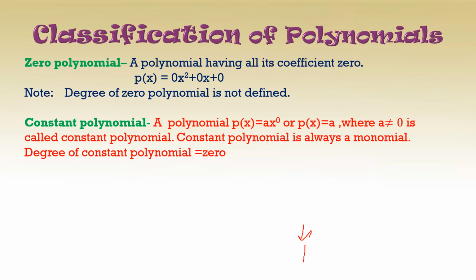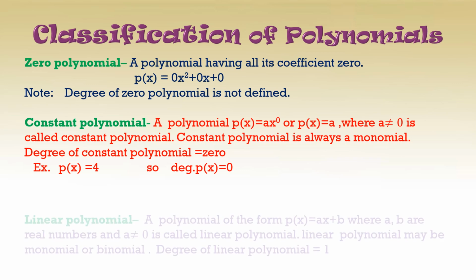So this is another example. If p of x is equal to 4, then the degree of p of x is equal to 0, because I can write 4 as 4 into x raised to power 0.